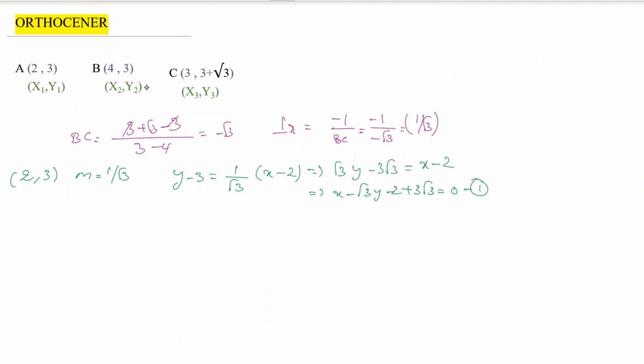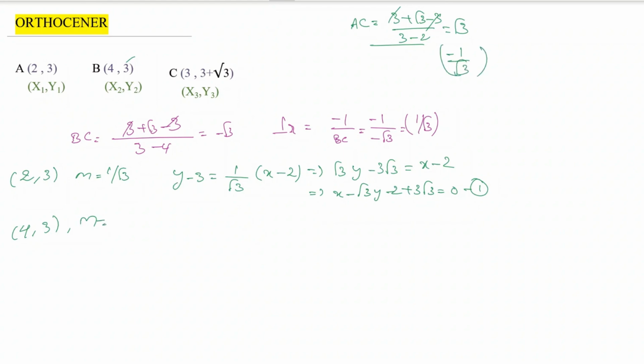For the second altitude, we'll take the vertex B, that is 4 comma 3, and we need the slope. Slope of AC, we'll find it out here. AC slope is 3 plus root 3 minus 3 upon 3 minus 2. 3 will get cancelled out. Root 3 upon 3 minus 2 is 1. So we'll have root 3 as the slope of AC. Then the line perpendicular to this will have minus 1 upon root 3 as the slope.